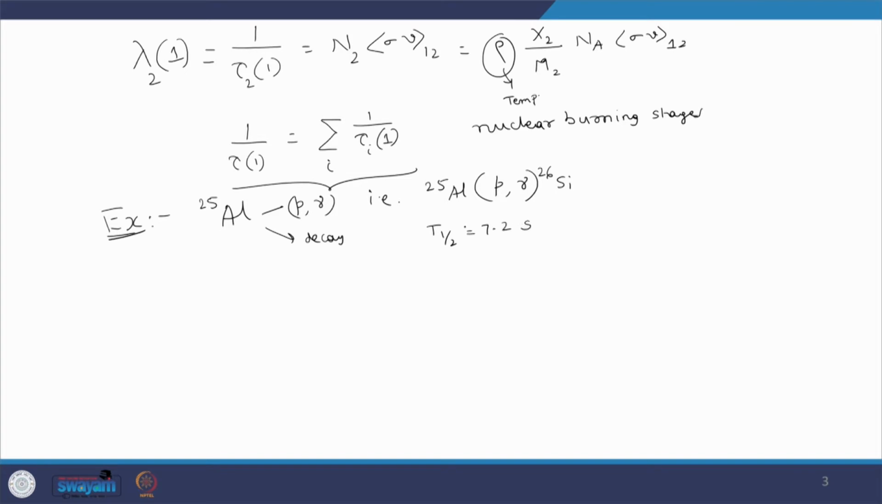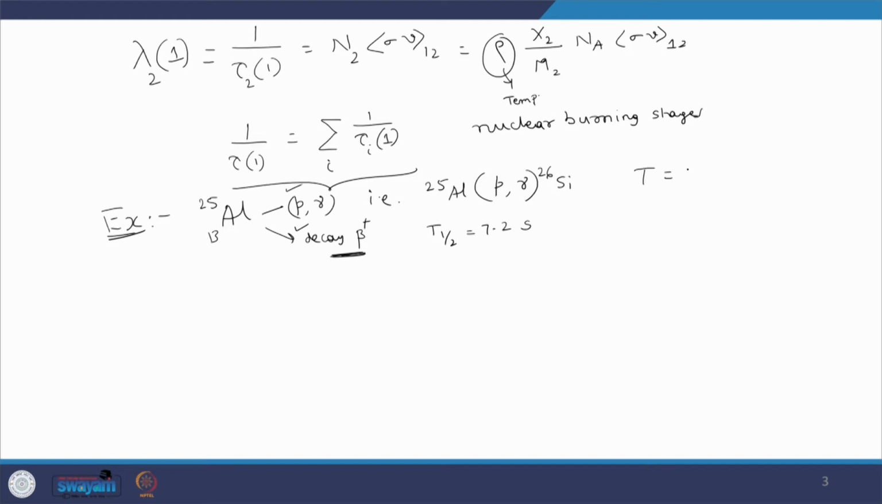7.2 seconds. Here you see aluminum has 13 protons, protons are more and neutrons are fewer, the number of neutrons is 12. So, one proton tries to convert into a neutron, and as part of that it undergoes positron decay. Now, you assume only these two processes. Now, you have to say which process is dominating.